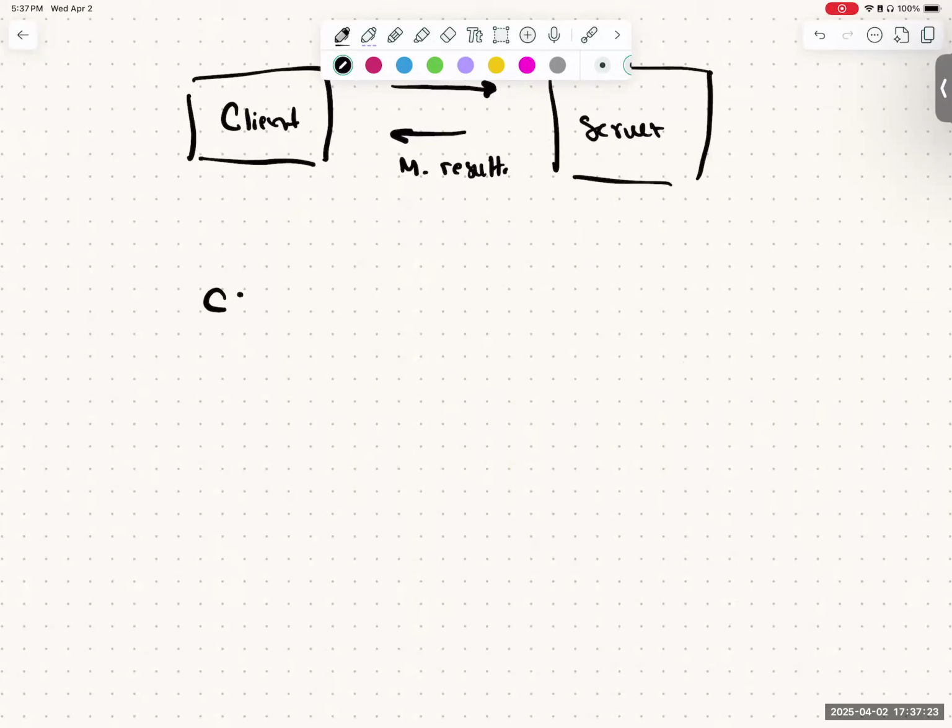On the client side, what power do they have access to? They have access to preparing random qubits.